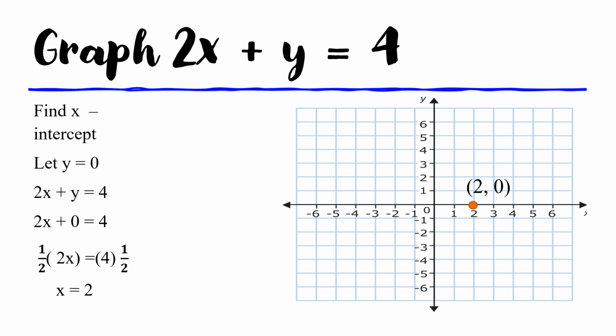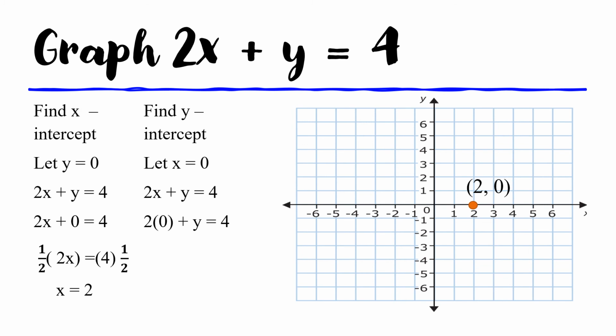Now, let us find the y-intercept. To find the y-intercept, let x is equal to 0. So 2x plus y is equal to 4. 2 times 0 plus y is equal to 4. Substituting the value of x to 0, that is equal to 0 plus y is equal to 4, and y is equal to 4. Therefore, the y-intercept is 4.